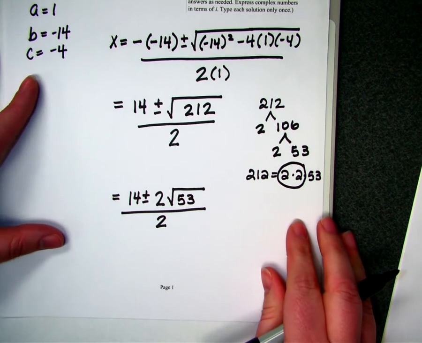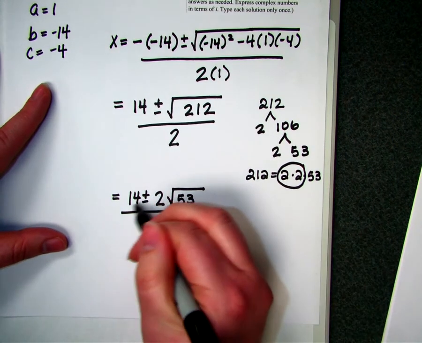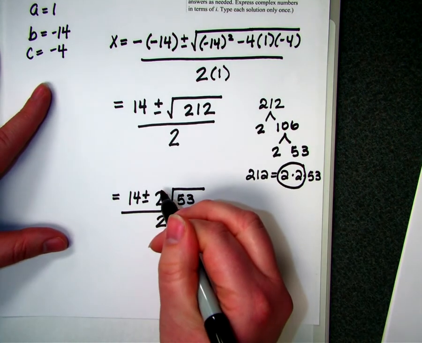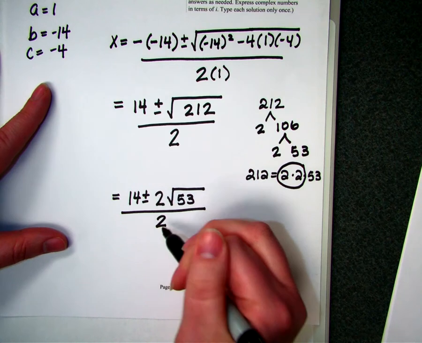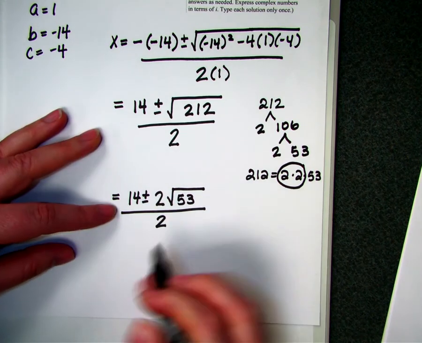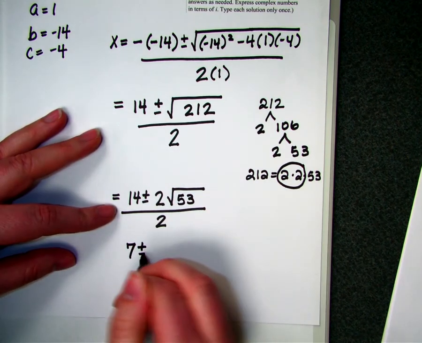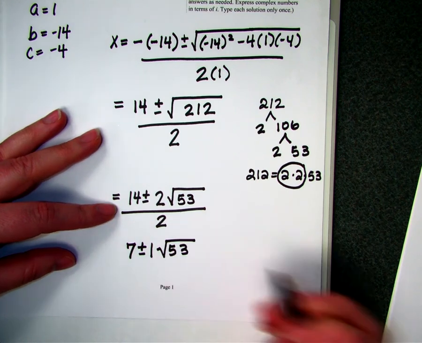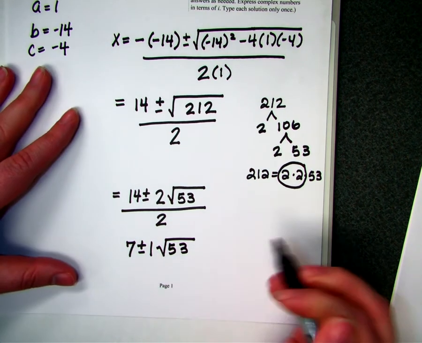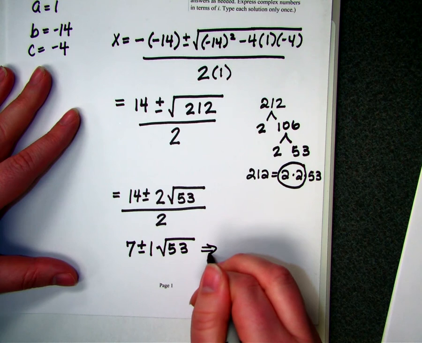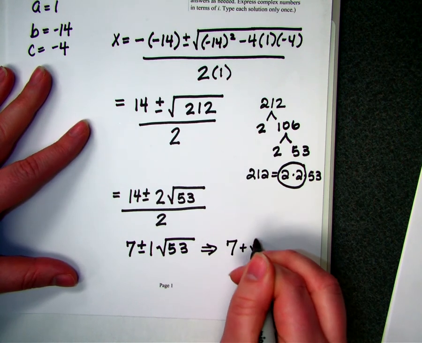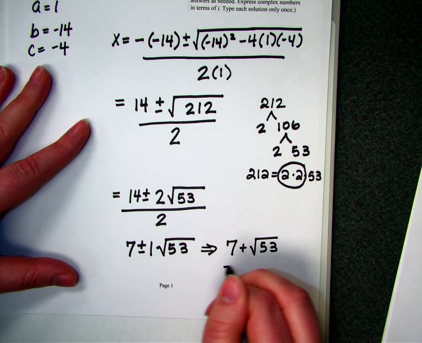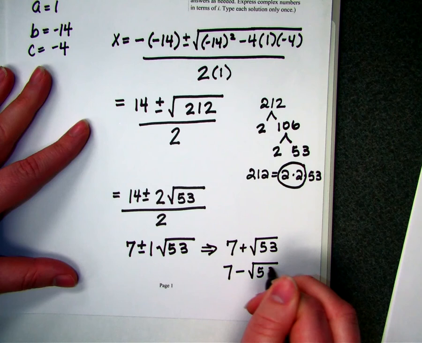Now to simplify the fraction, we look and say, can this number be divided by 2 and can this number be divided by 2? And the answer is yes. 14 divided by 2 gives me a 7, and 2 divided by 2 will give me 1. So I have 7 plus or minus 1 square root of 53, or 7 plus the square root of 53, and 7 minus the square root of 53.